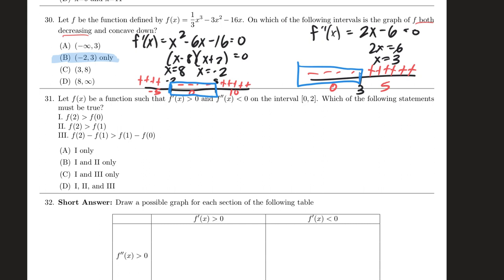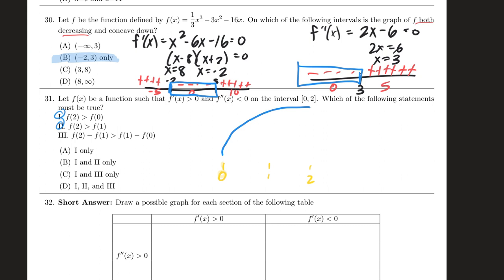All right, 31, let f be a function where f prime is bigger than 0 and f double prime is less than 0 on the interval 0 to 2. So we have 0, oops, we have 1, and we have 2. And my graph is increasing but concave down. So increasing and concave down is going to be the left-hand side of the frown. So is f of 2 bigger than f of 0? Yes, it has to be because it's increasing. So this one is right. Is f of 2 bigger than f of 1? Same reason, it's increasing, so it has to be true.